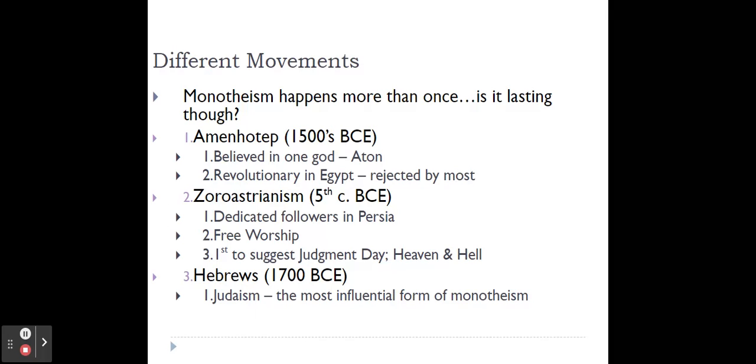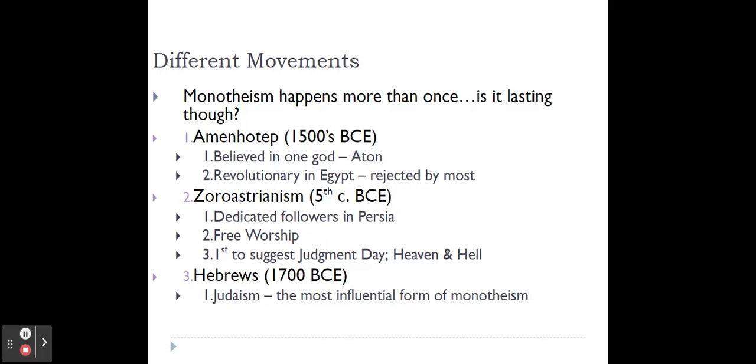Now, Zoroastrianism is characterized by free worship. While it tends to be monotheistic, again, it's based on a belief in personal freedom. I'm not going to say it was completely monotheistic. There probably were some polytheistic tendencies in there as well. But Zoroastrianism is the first to suggest a judgment day and heaven and hell. You need to know that.